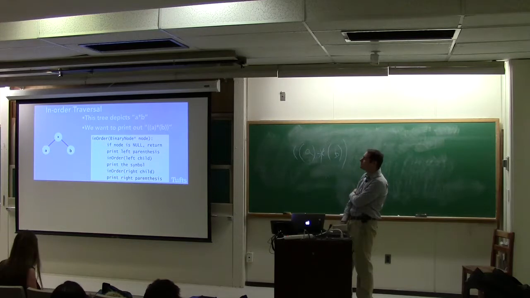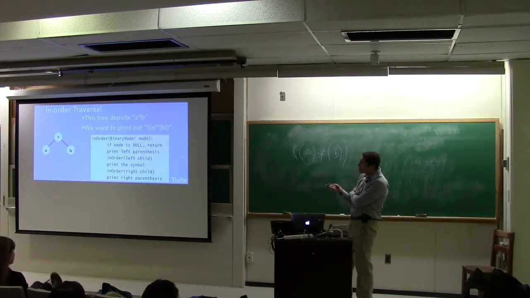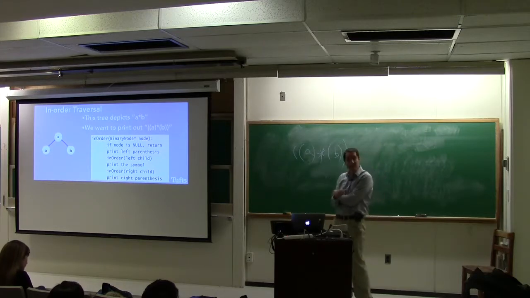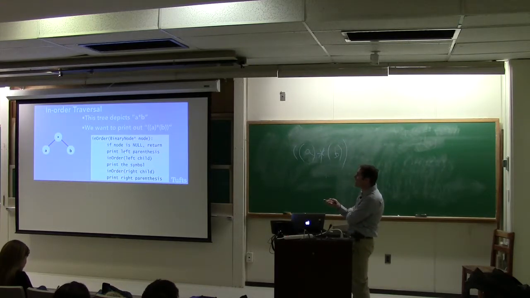Yeah, Nathan. Don't print parentheses if the node is a leaf. So how are you going to know if the node is a leaf? Yeah, or it doesn't necessarily mean just a leaf, but if the left child is null, we don't need to bother printing the left parentheses, right? And if the right child is null, we don't need to bother printing the right parentheses.